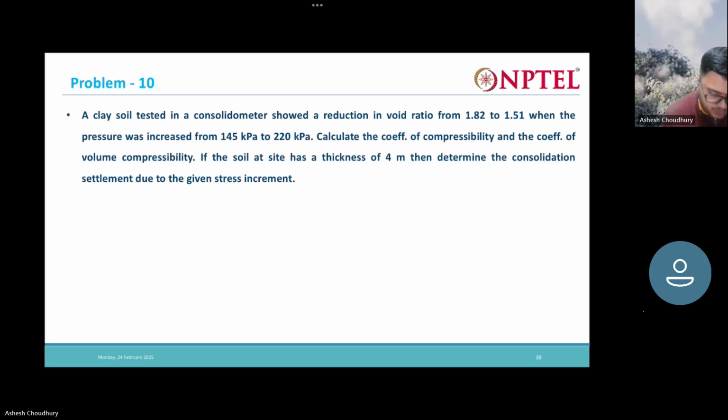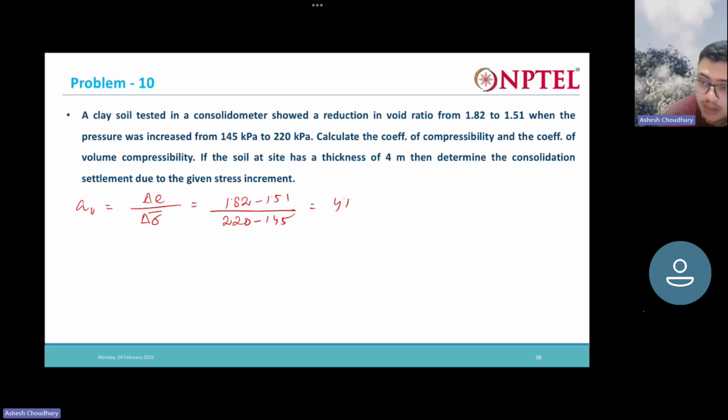How can we do it? It's very simple, right? You should be able to do. So direct, everything is given. Coefficient of compressibility is AV, right? So 1.83 minus 1.51 divided by, how much is it? 4.13 into 10 to the power minus 3 meter square per kilonewton.